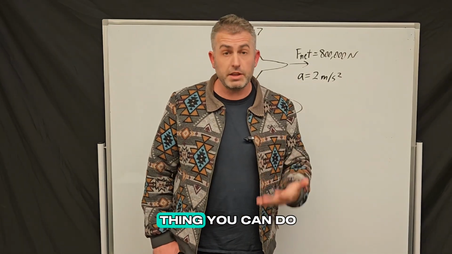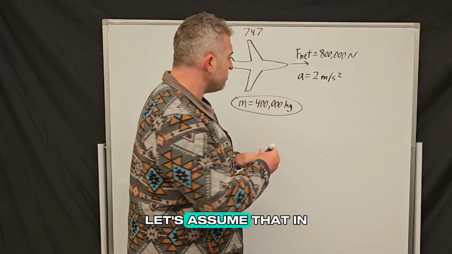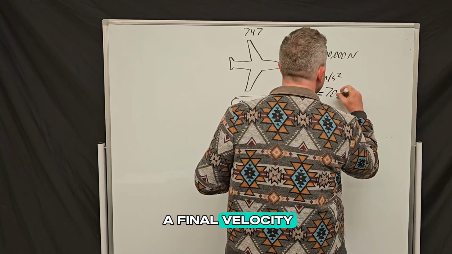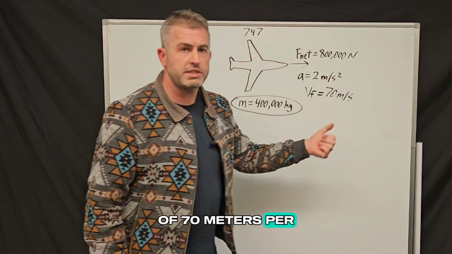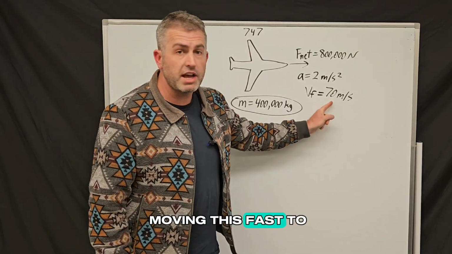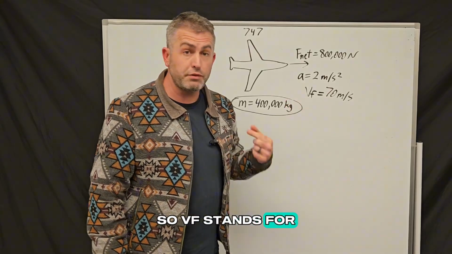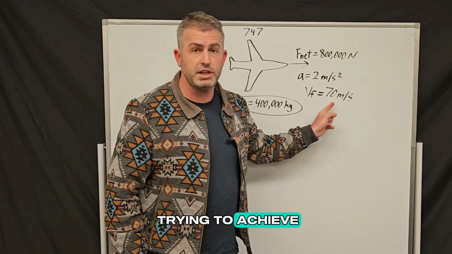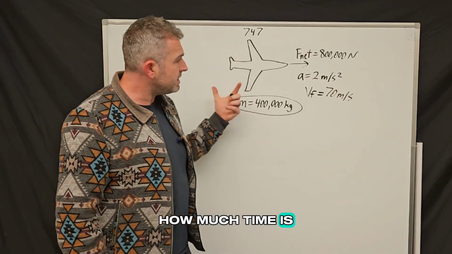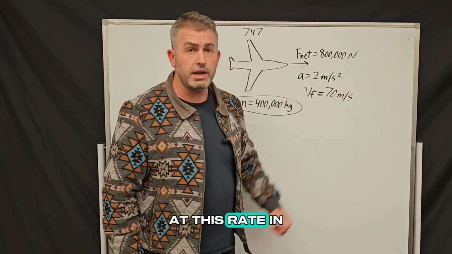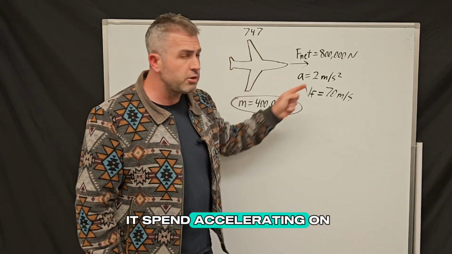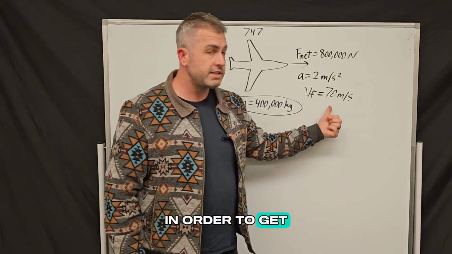Here's one more interesting thing you can do with a problem like this. Let's assume that in order to have a successful takeoff, it needs to reach a final velocity of 70 meters per second. So in other words, by the time it gets to the end of the runway, it needs to be moving this fast to take off. So VF stands for final velocity. This is what we're trying to achieve. So the question we can answer is, how much time is this airplane accelerating for at this rate in order to reach this final velocity? So how much time will it spend accelerating on the runway in order to get to this speed?